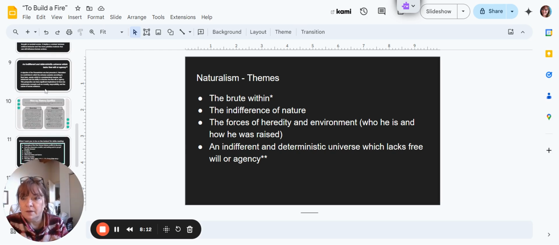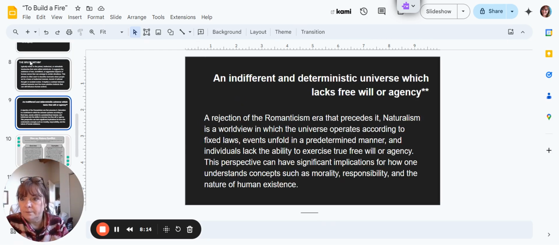And I have a little blurb about that just to make it more understandable. So what does it mean to be indifferent and have a deterministic universe that lacks free will or agency? What I've written here is a rejection of the Romanticism era that precedes it. Naturalism is a worldview in which the universe operates according to fixed laws, scientific laws, natural laws. Events unfold in a predetermined manner, and individuals lack the ability to exercise true free will or agency.